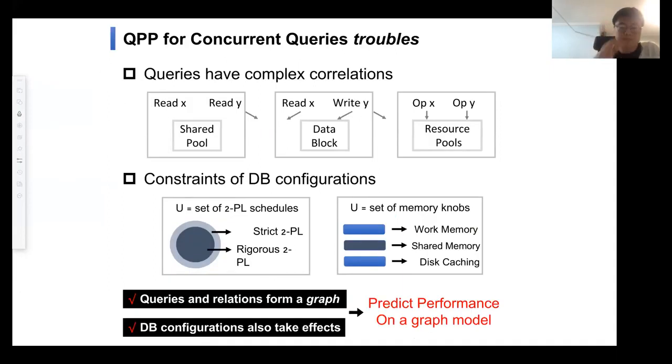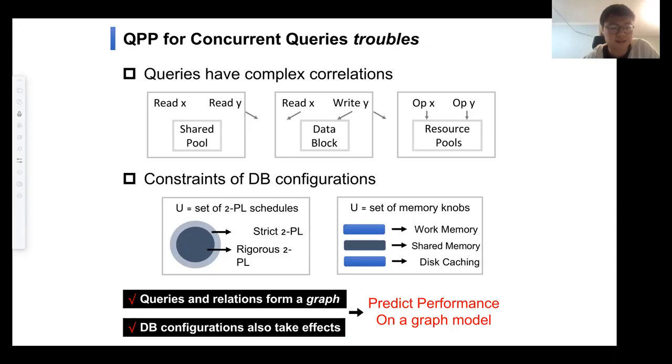The query performance prediction problem has been studied for 4 years. However, it is challenging to predict for concurrent queries. First, the queries may have complicated correlations that can significantly affect the performance, including the buffer sharing, the data block, and the resource pools, and the resource computation between any operators that can be executed together.